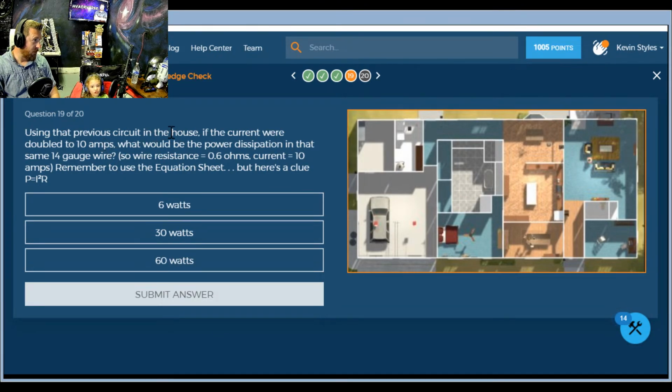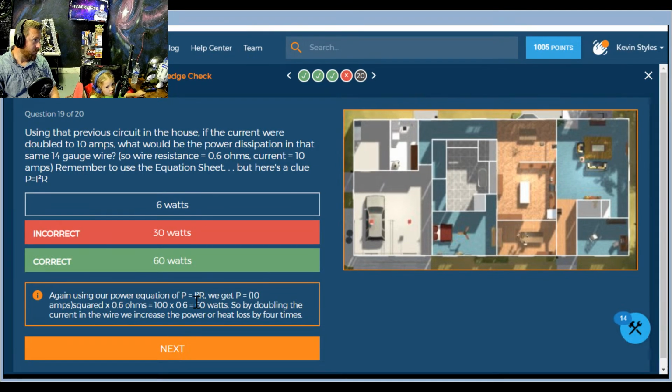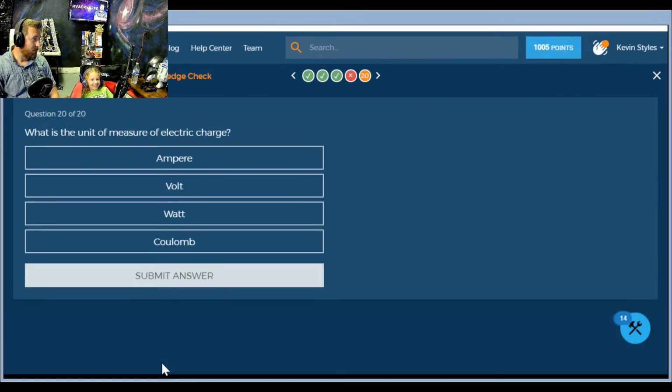Using the previous circuit in the house, if the current were doubled to 10 amps, what would be the power dissipation in that same 14 gauge wire? Chugga, choo, choo. They just doubled it. That's all they did. Chugga, chugga, choo, choo. I messed up. Wasn't paying attention.